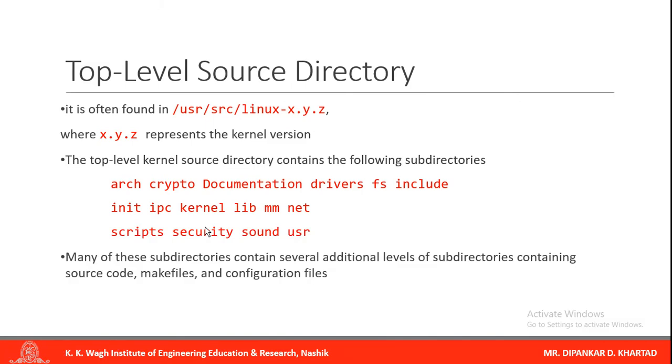Many of these subdirectories contain several additional levels of subdirectories containing source code, makefiles and configuration files. So maybe architecture or usr or sound may contain other subdirectories, and that will include source code, makefiles and configuration files. And the three dots and slash represent the top level kernel source directory.